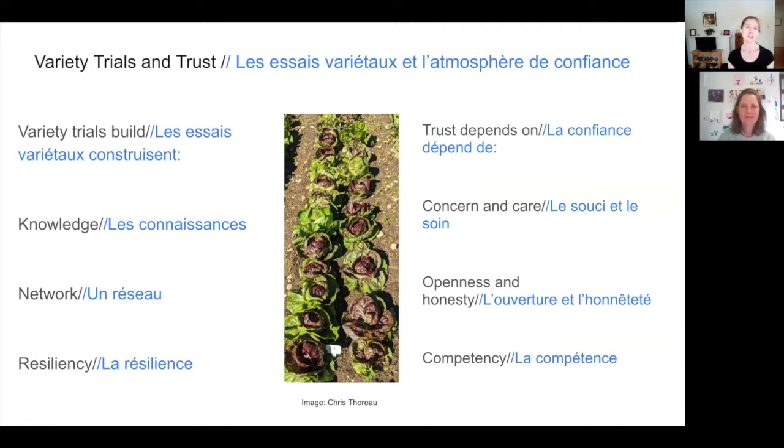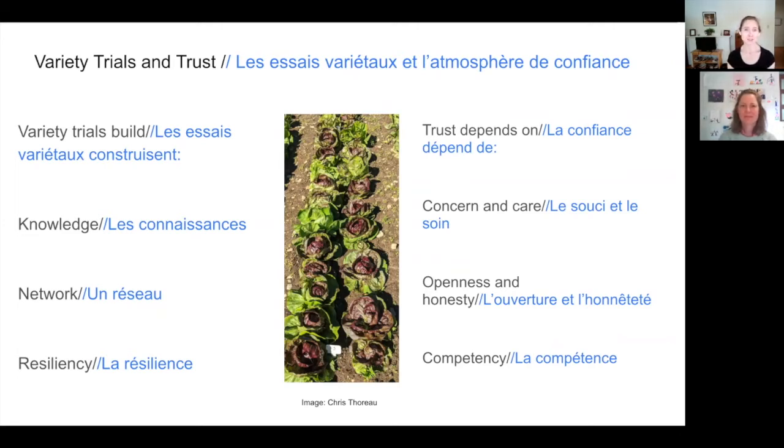We're also building a network of relationships among farmers and between farmers and researchers and resource people like those with the Bauta Initiative and the regional partner organizations. And we're doing this all with the hope, or the vision, that building knowledge and relationships can lead to increased resiliency for the Canadian organic farm sector.